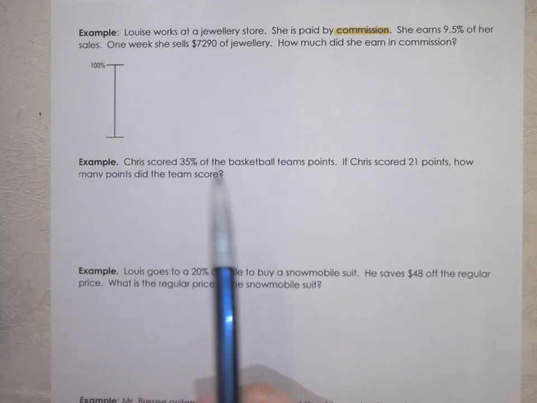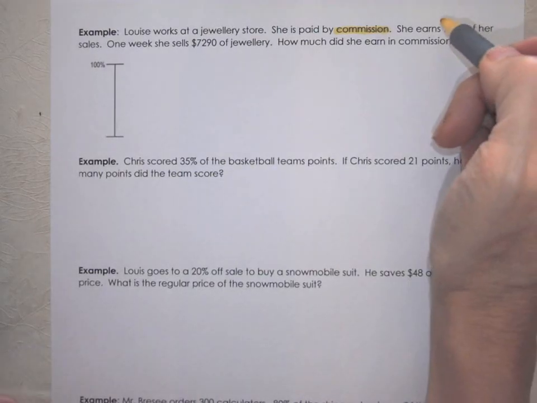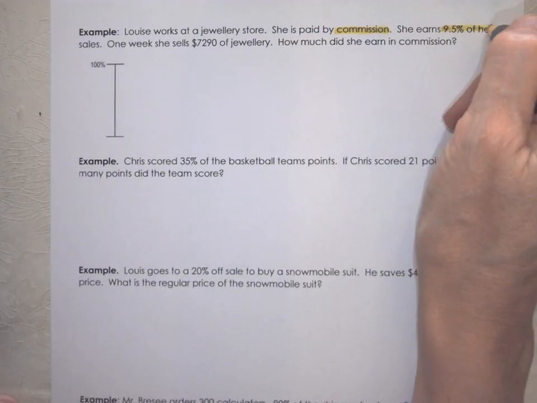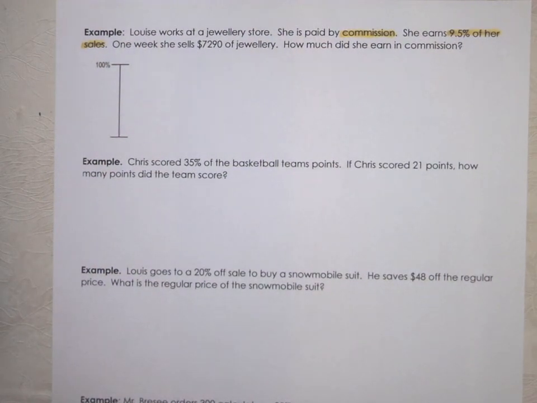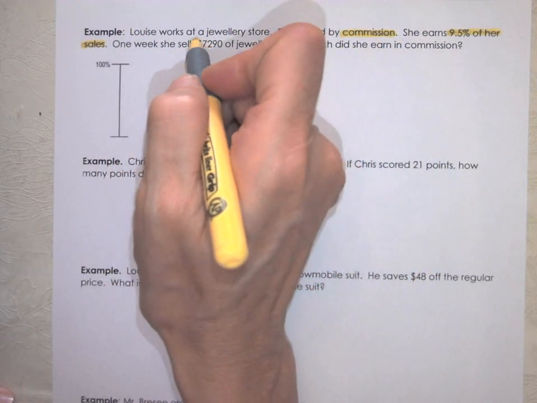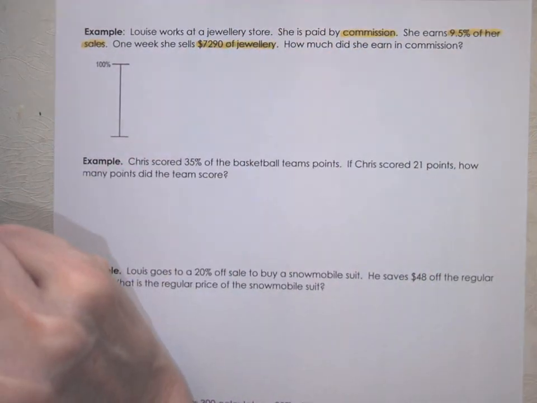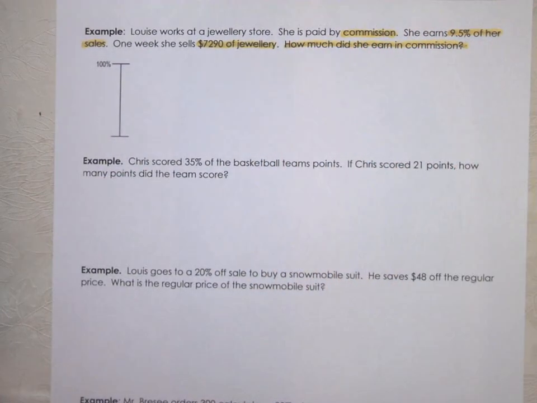So Louise, she's working at a jewelry store. She's paid by commission. She earns 9.5% of her sales, so that's important. So the more she sells, the more she makes. And that's why a lot of people like commission. And then also, but there's pressure, because if you don't sell anything, you don't make anything. So 1 week she sells $7,290 worth of jewelry. And then the question is, how much did she earn in commission? So what did she earn from selling that much jewelry?